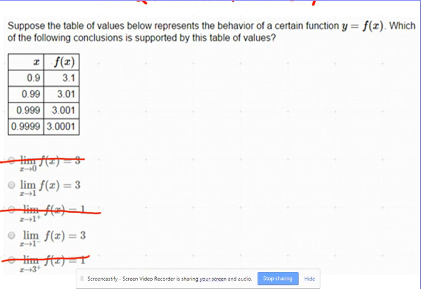We'll look at the x values. We only have x values to the left of 1, so it has to be the 4th choice.